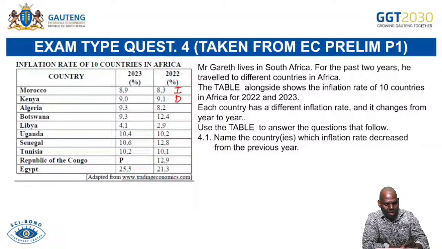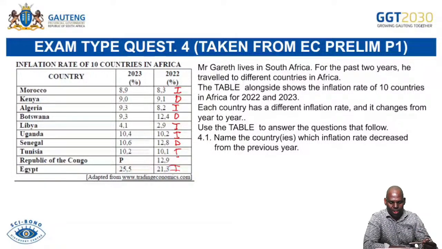8.2 to 9.3 it's increased. 12.4 to 9.3 it's decreased. 2.9 to 4.1 is an increase. Remember, it's from 2022 to 2023. 10.2 to 10.4 it's an increase. 12.8 to 10.6 it's a decrease. 10.1 to 10.2 it's an increase. And then this one 12.9 to P, we don't know what the value of P is, so that one we can't tell. 21.3 to 25.5 it's an increase.